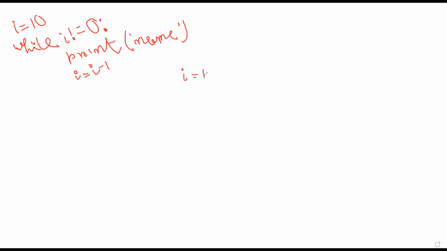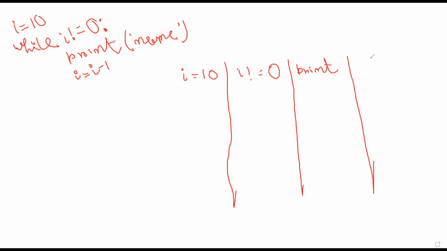I is equal to 10. Condition: I not is equal to 0. Print. That is the purpose. Print. Then the update of condition I is equal to I minus 1. First thing, I is equal to 10. It will be done 10 times. What is the main thing that has been printed? Name.